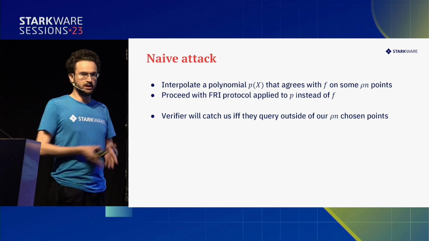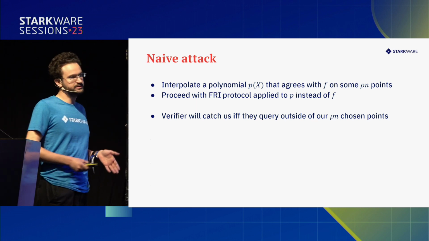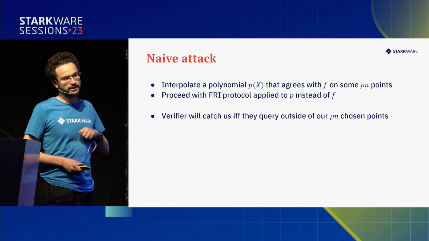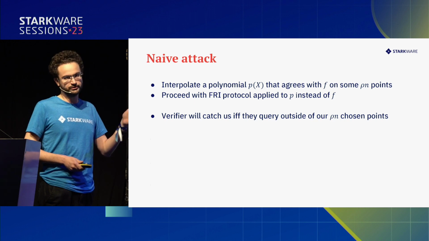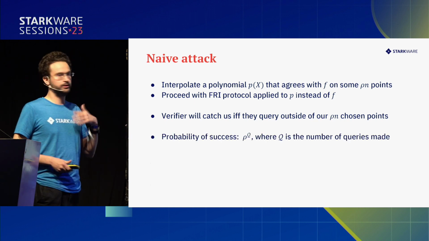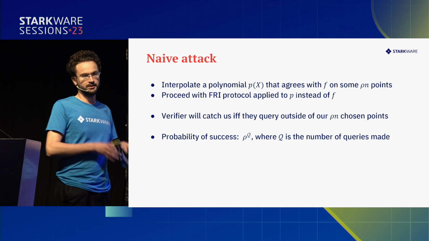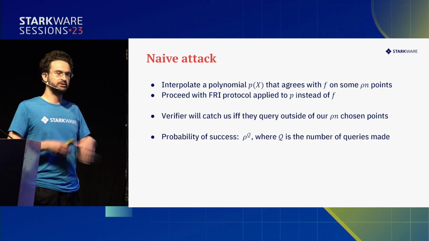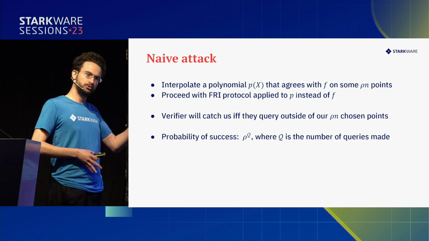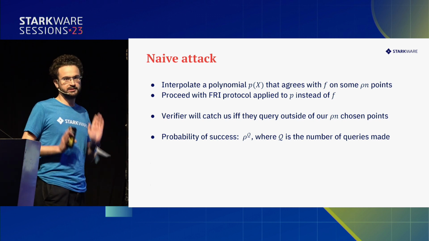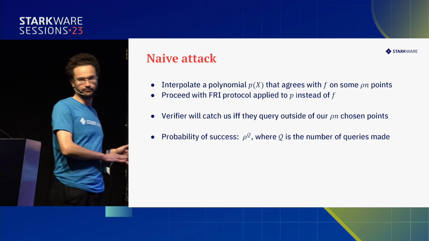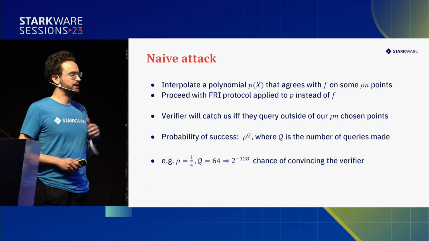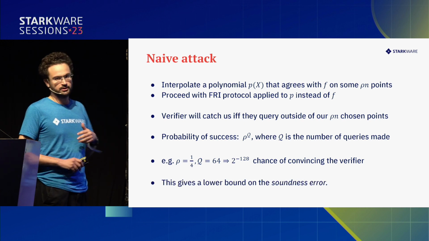Eventually, we reach this constant after all of the steps, and the verifier will catch us if and only if they query outside of the set that we chose. So there will be probability rho for every query that they make to fall inside the chosen set, and if we make q queries, then the probability that all of them will fall inside the chosen set is rho to the power of q, and that's the probability that the verifier will accept this false proof. So that's a very naive attack, and it gives us a lower bound on the soundness error for this protocol.